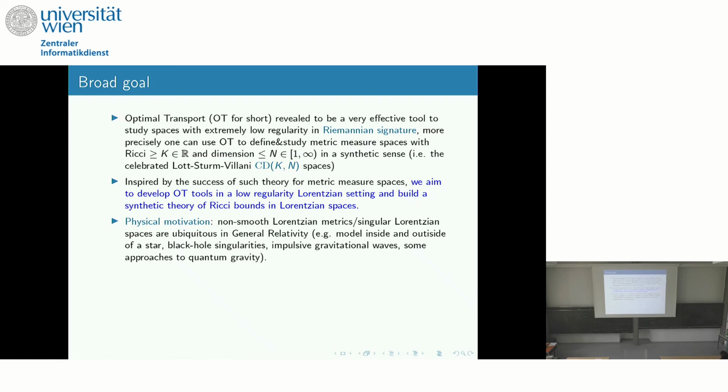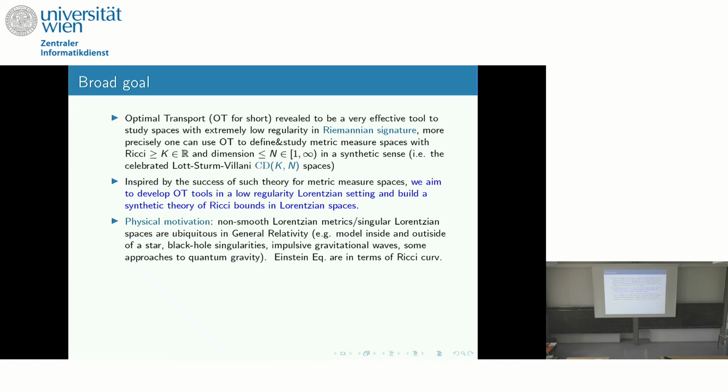Okay? What is the theoretical motivation for studying spaces of low regularity in the Lorentzian setting? Well, non-smooth Lorentzian metrics and singular Lorentzian spacetimes are kind of ubiquitous in general relativity. For instance, when you study the evolution of Einstein equations, often you study that in Sobolev spaces, so the metrics are not smooth, they are Sobolev metrics. Or in several models, like when you model the inside or outside of a star, black hole singularities, gravitational waves, some approaches to quantum gravity, these are all settings where you have to work with non-smooth metrics. And in quantum gravity, maybe you don't even have an underlying smooth manifold.